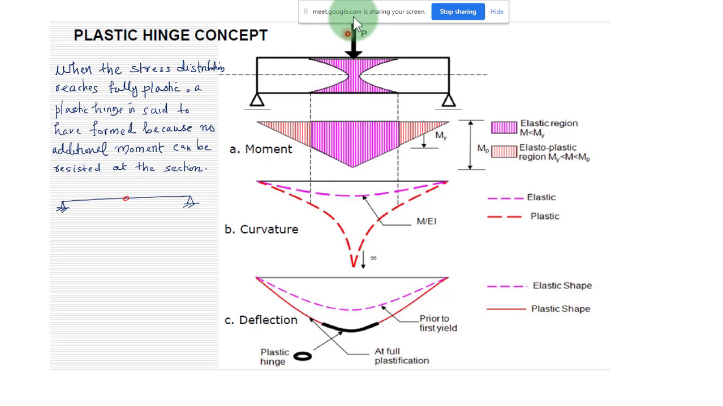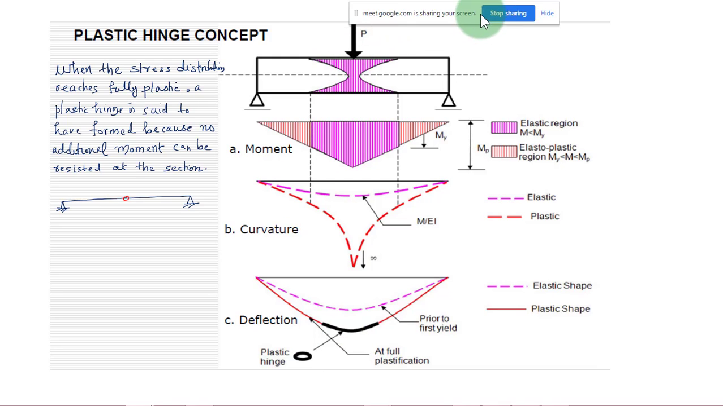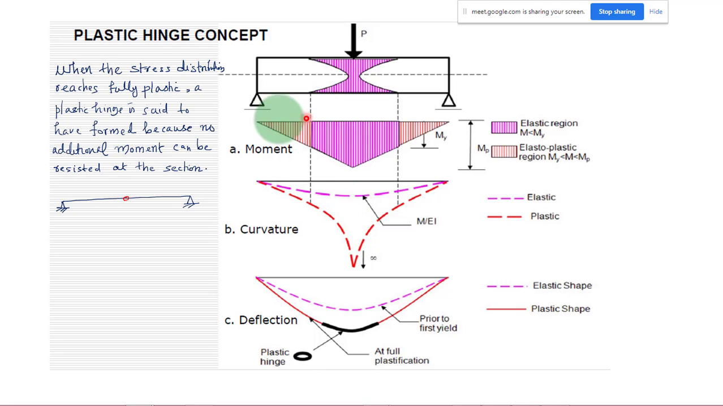So here we can see we are applying a concentrated load to the simply supported beam, and this will be your moment diagram. Moment is maximum at the point of action of your load. So at this section, your plastic hinge will be forming, at the mid span. When the stress distribution reaches fully plastic, the plastic hinge is said to have formed, because no additional moment can be resisted at that section.